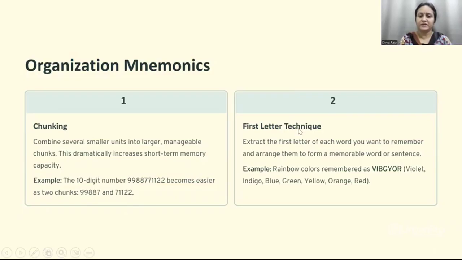And then you have first letter technique. So here we take the first letter of each word that we want to remember and arrange them to form a word, a meaningful word, or it could be a phrase or sentence. Like how we remember rainbow colors as Vibgyor.